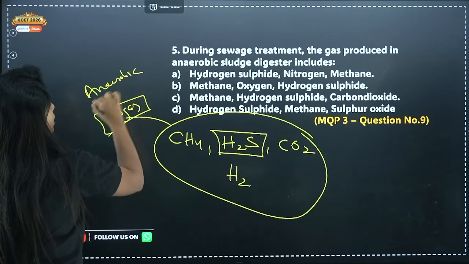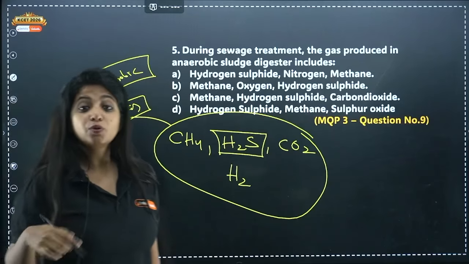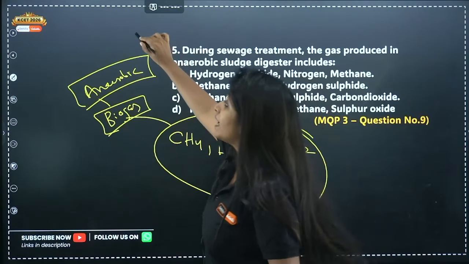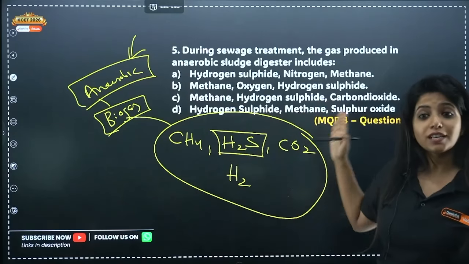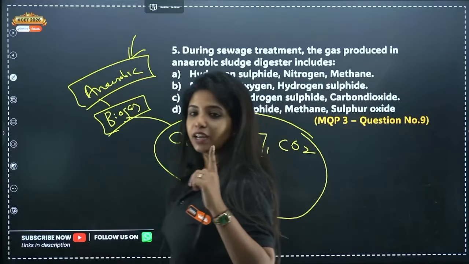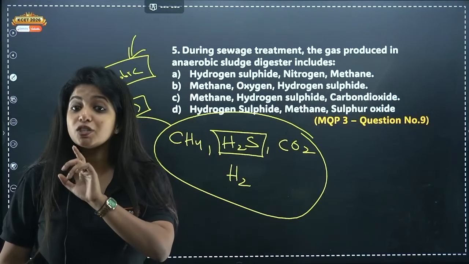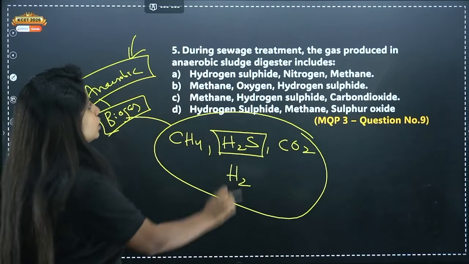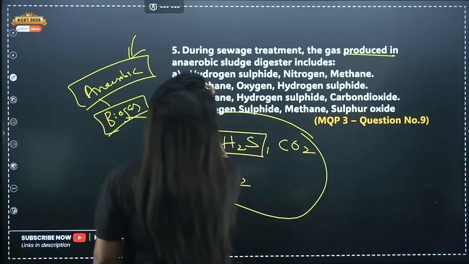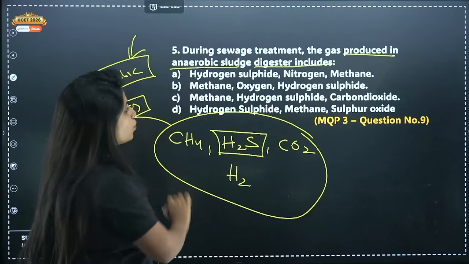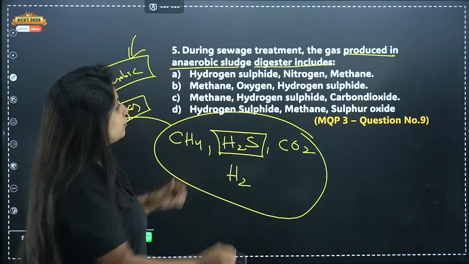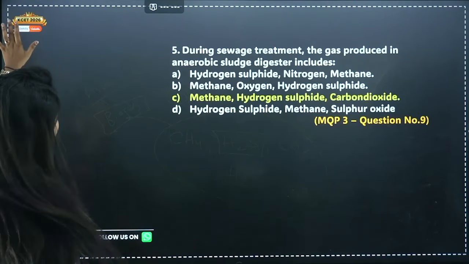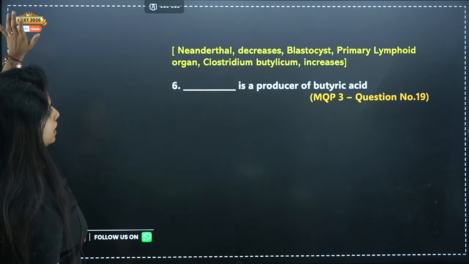And always remember, biogas is produced only by anaerobic bacteria. Anaerobic means the ones who do not need oxygen. So biogas production happens in the absence of oxygen by anaerobic bacteria, and these are the 3 things that you should not forget: CH4, H2S and CO2. Biogas is not just made up of methane, but those 3 gases. So your answer for this question, during sewage treatment, the gas produced in the anaerobic sludge digester includes methane, hydrogen sulfide and carbon dioxide. So your answer becomes C. Okay, it is C. Next question.